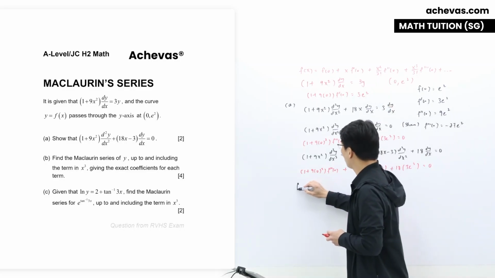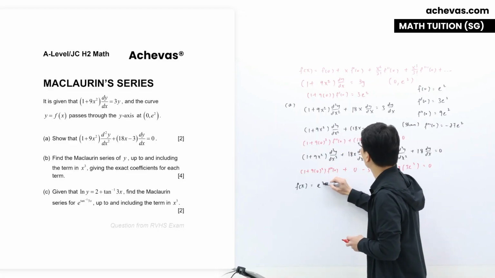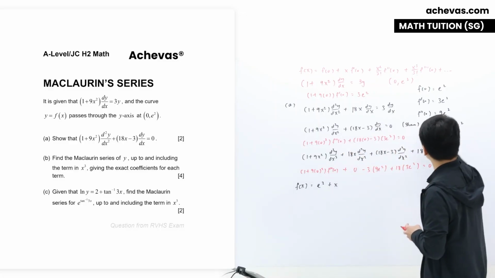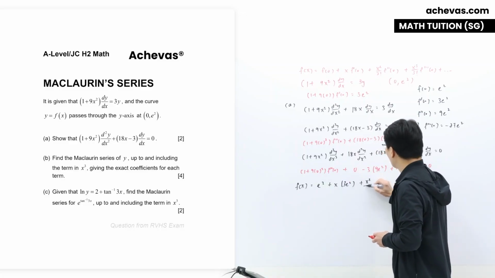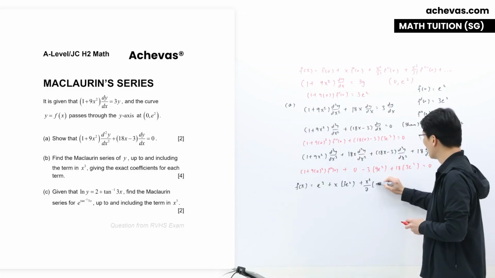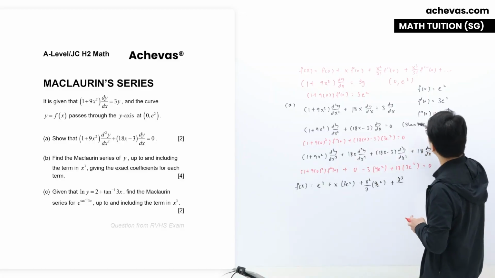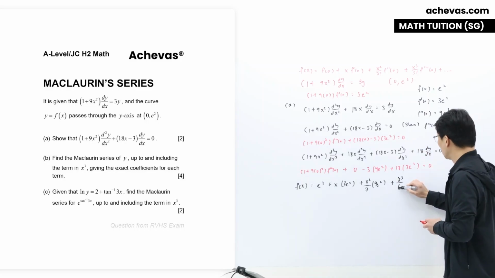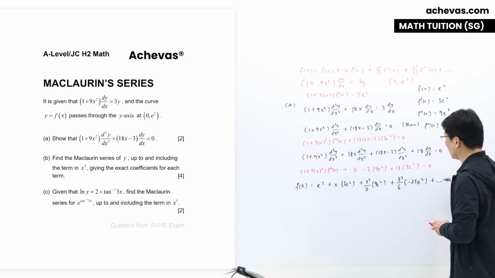So our f(x) will be equal to f(0), which is e squared, f prime 0 is 3e squared, plus x squared over 2 factorial, which is just 2, and f double prime 0 is 9e squared, and this is x cubed over 3 factorial, which is 6, times minus 27e squared, plus dot dot dot.